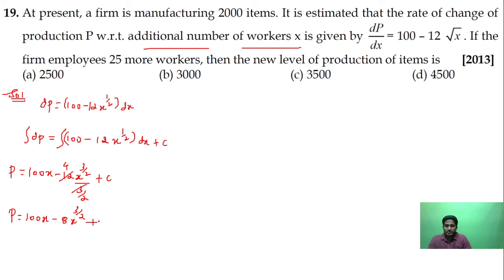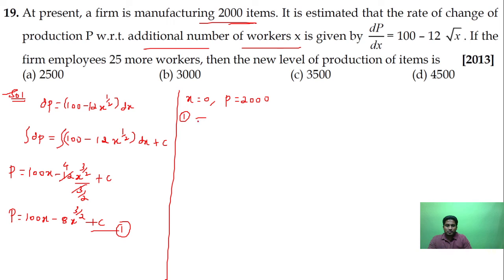Okay, let's call this equation 1. Now it is given in the question that initially 2000 items were produced, that is when x is equal to 0. Initial production was 2000. So I substitute here, and equation 1 becomes 2000 is equal to c. I'll substitute back the value of c in equation 1.